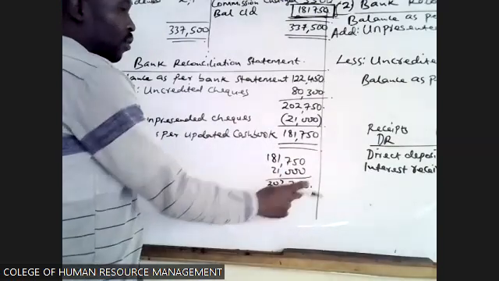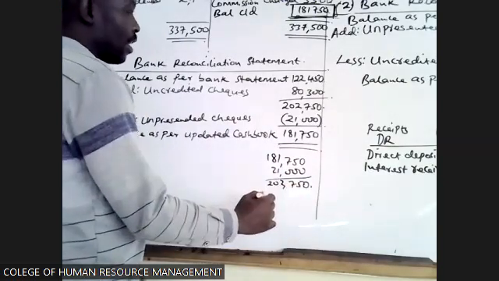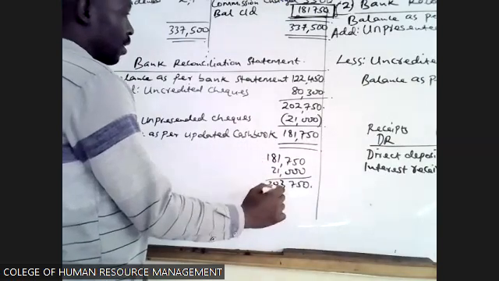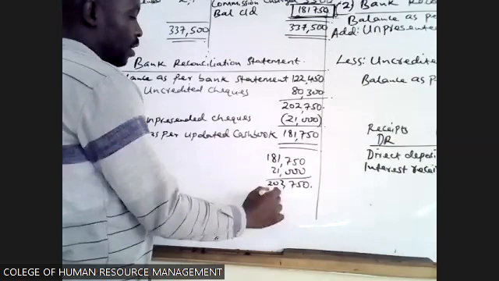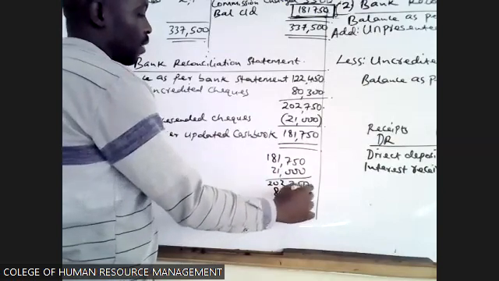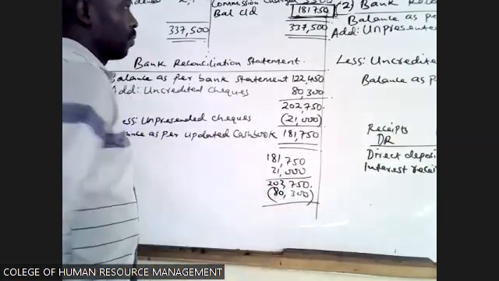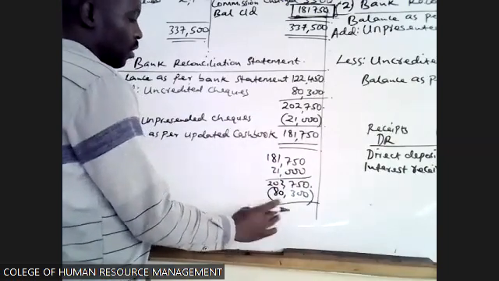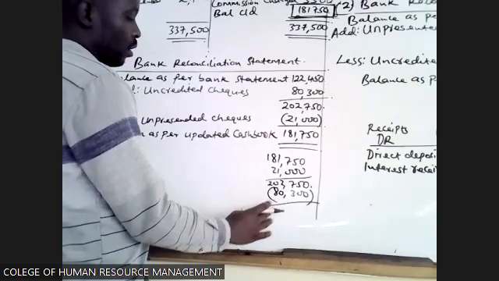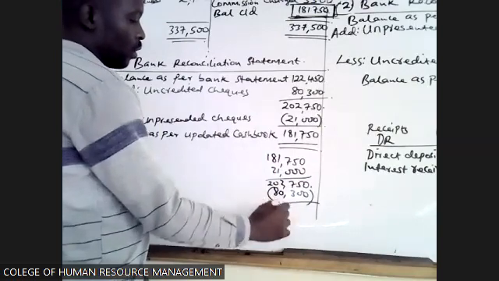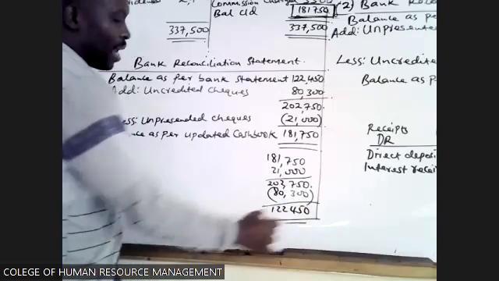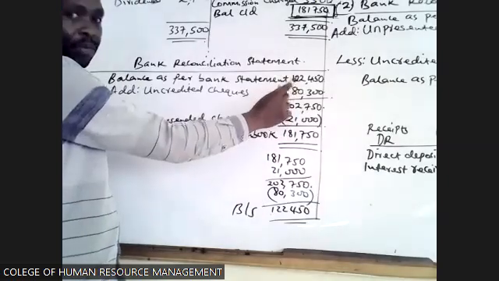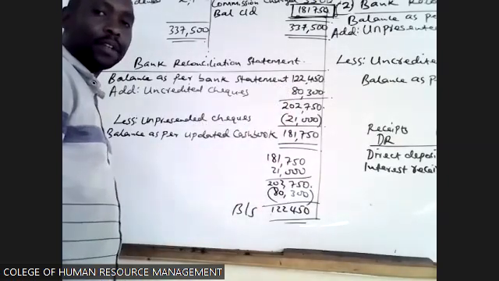Then I come here. You subtract the uncredited. The uncredited in this case were 8,300. If you subtract it from that, then I'll get 122,450, which will be the balance as per the bank statement.